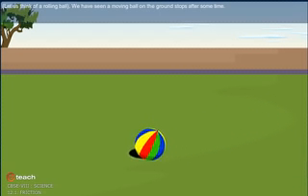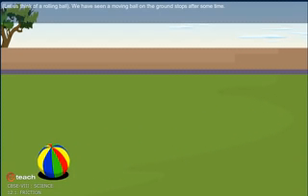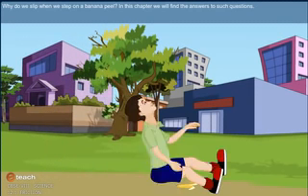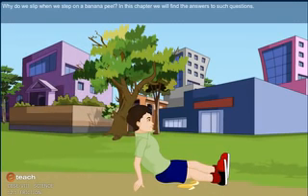Let us think of a rolling ball. We have seen a moving ball on the ground stops after some time. Why do we slip when we step on a banana peel? In this chapter, we will find the answers to such questions.